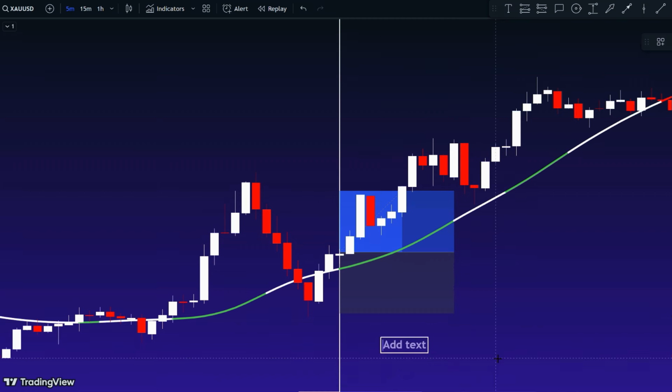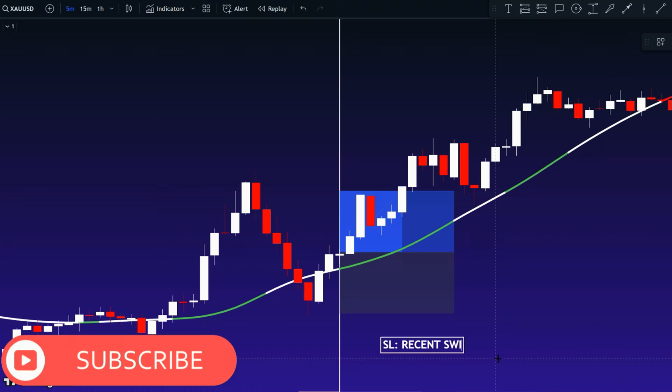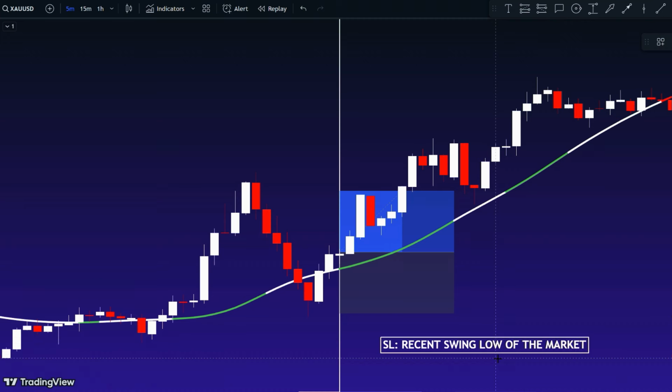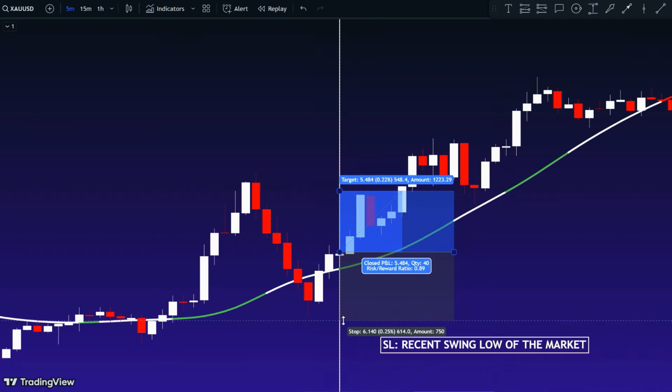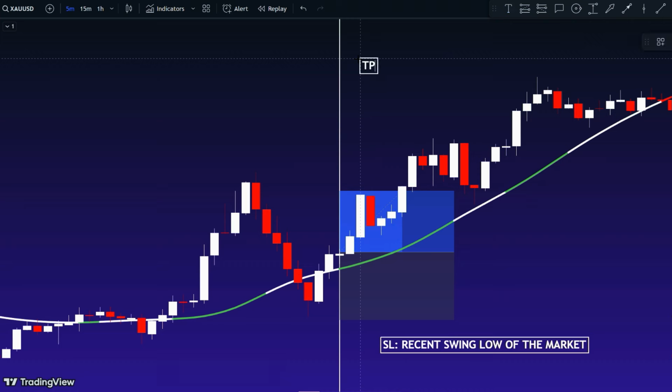Next up, setting your stop loss. Place it just below the most recent swing low in the market. This way, you're protecting yourself from potential losses if the market takes an unexpected turn. As for your profit target, a solid strategy is to aim for a risk-reward ratio of 1 to 1.5.